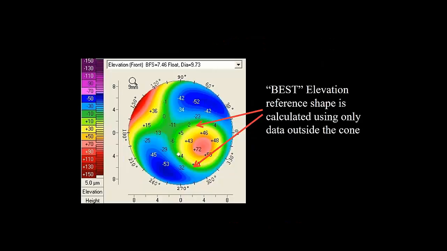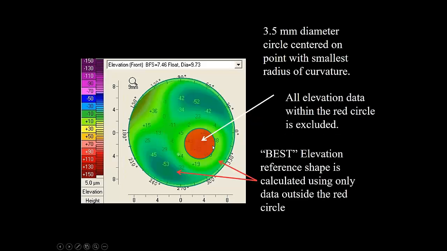So what we do in the Belin-Ambrosio display, we take the same 8mm optical zone that we normally use for the best fit sphere, but we take a variable 3 to 4mm zone surrounding the thinnest point, and we exclude that from computation of the best fit sphere. So again, we take the central 8mm zone, but we take a small area surrounding the thinnest point, in this example 3.5mm in diameter, and we exclude that from the best fit sphere.